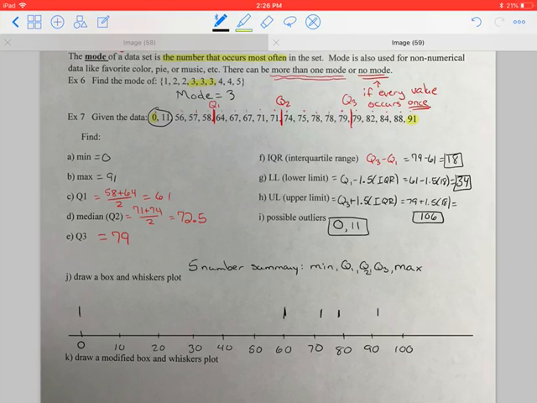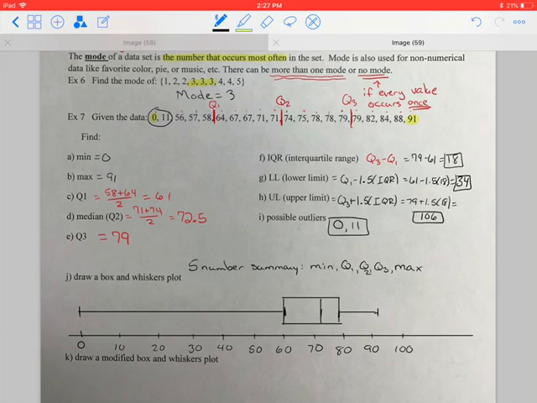So what I do with the quartiles is I'm actually going to build my box out of those. So I'm going to take those 3 lines and I'm going to build my box. All right, then the whiskers go from the box to the minimum and the maximum. All right, so that would be my box plot, and that has all of my numbers on it.